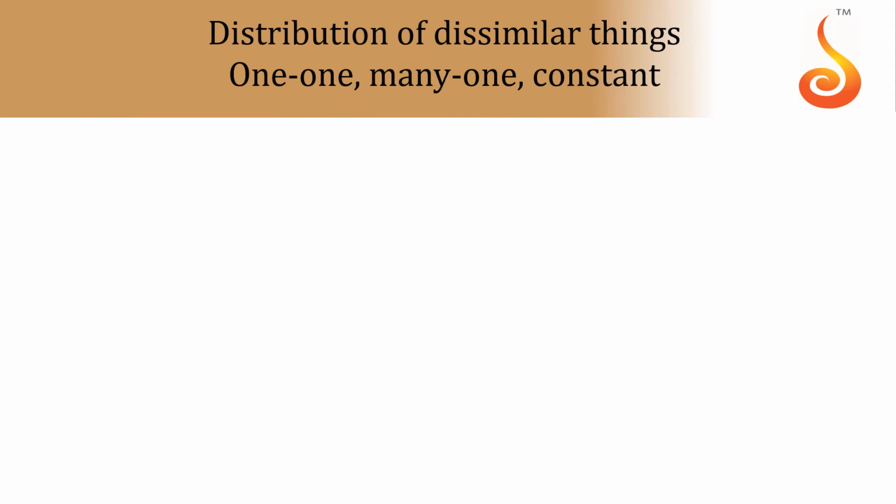Now, distribution of dissimilar things. So how to distribute dissimilar things? Suppose I have 10 dissimilar things with me, and I want to distribute them to 3 students. How can we solve these problems? We can take the help of the number of functions concept.